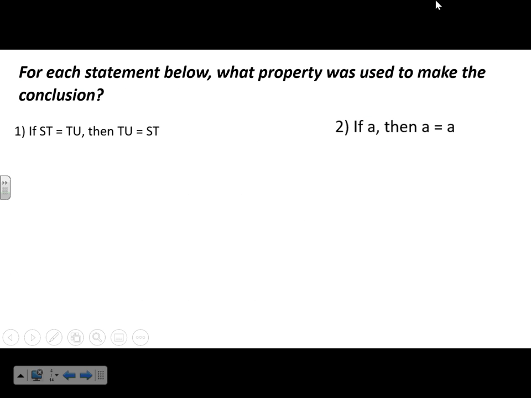So for each statement below, what property was used to make the conclusion? Now, when we do this, a lot of the times you'll hear me say this, we want to say, what property did we do to this side that gave us this? So what property did we use to this that then gave us this side over here? So if ST is equal to TU, then TU is equal to ST. That is the symmetric property.